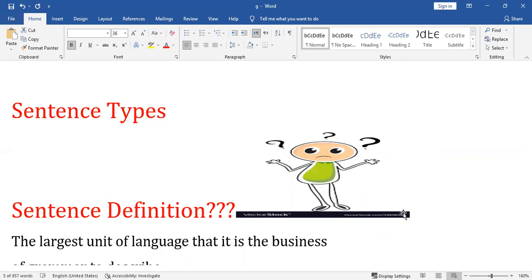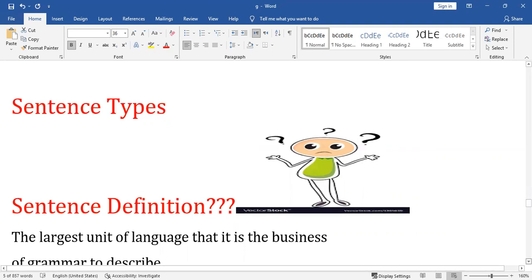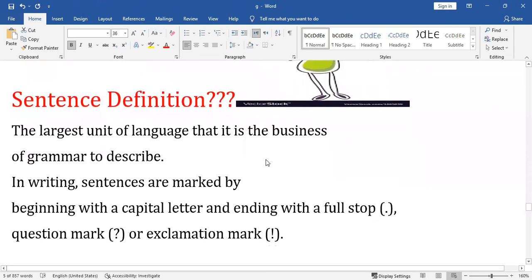Let's define a sentence. A sentence is the largest unit of language that is the business of grammar to describe. يعني الجملة تعتبر أكبر تركيب في اللغة وهي دي وظيفة الجرامر to describe the sentence.